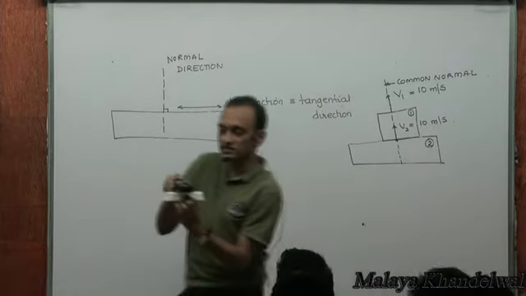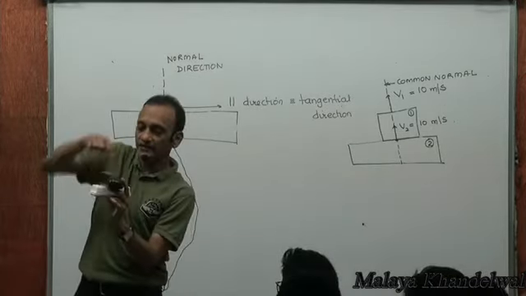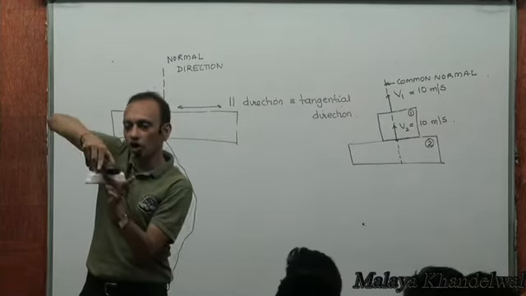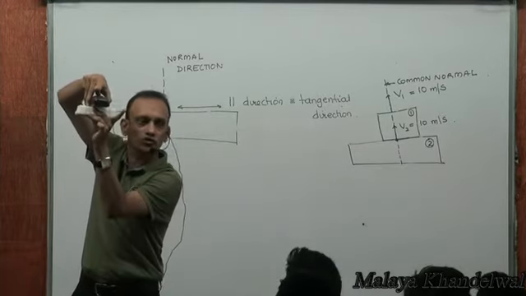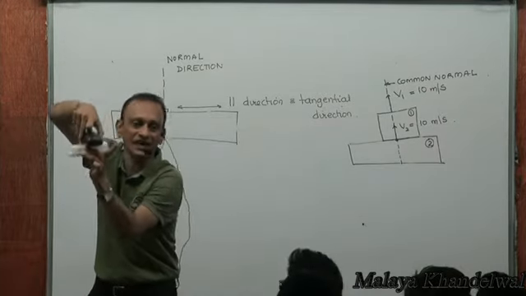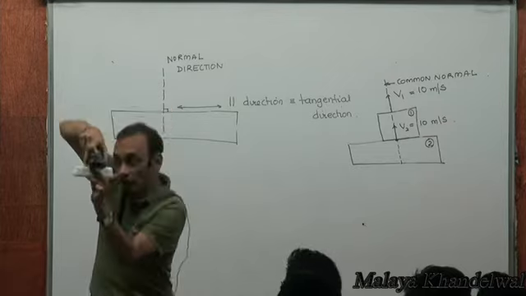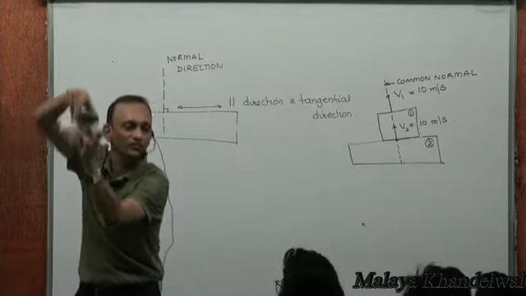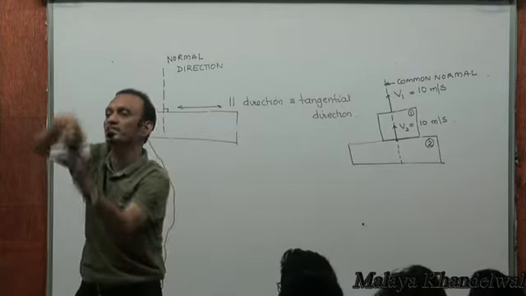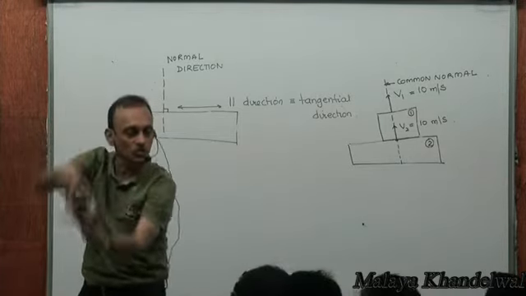If this is one surface and this is another surface, these are two surfaces, and this would be their common normal direction. Along the common normal, if this has a velocity 10 meters per second and the lower one also has a velocity 10 meters per second, they will maintain contact, yes or no? If along the common normal they have the same velocity, they will maintain contact.